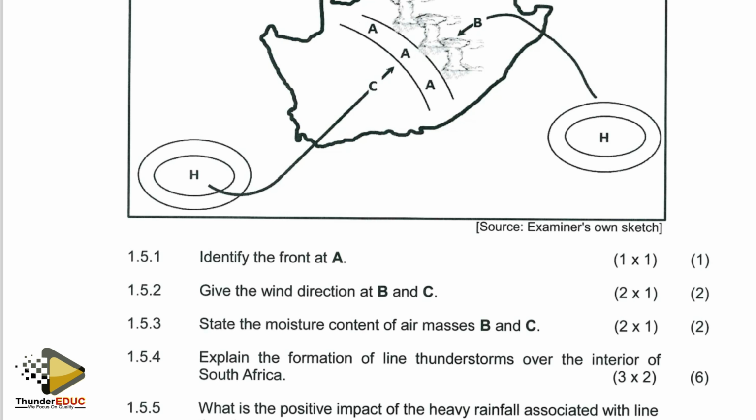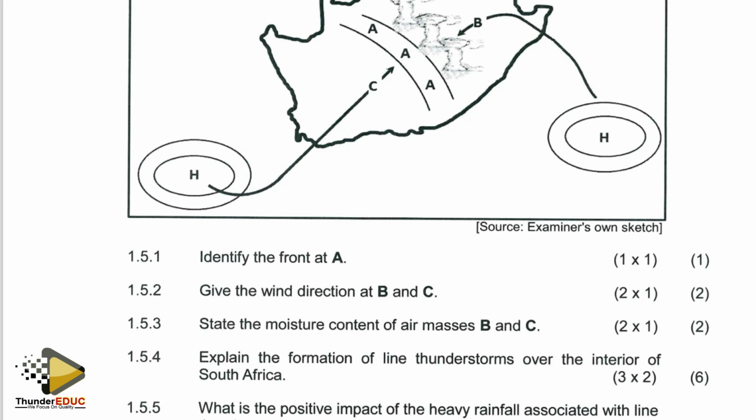This is a moisture front. It's a moisture front in that instance because of what happens at this front here. We have incidences of cloud formation and heavy rainfall forming along that front. So it's termed a moisture front. Right, then we move on to the next question.